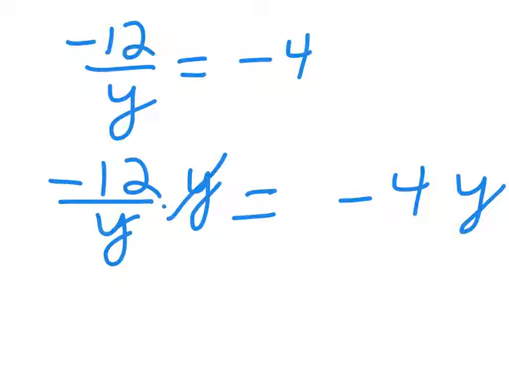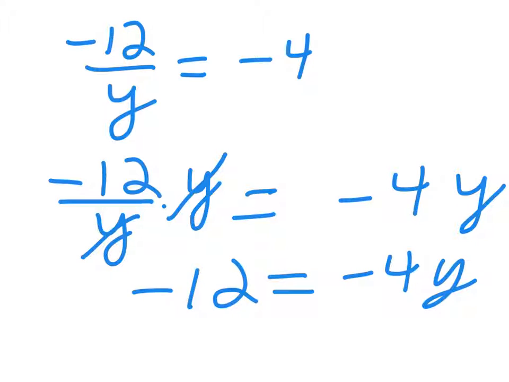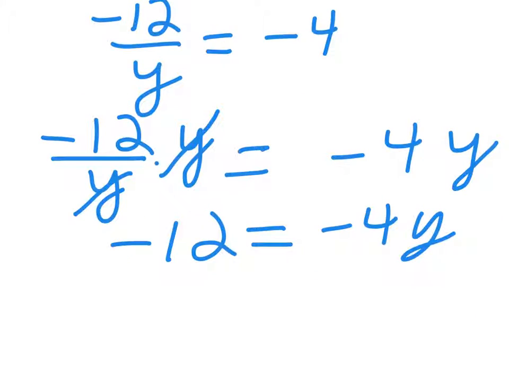Because I can cancel on this side, and now on the right, I have a negative 4y, which is what we're used to. So negative 12 on this side, negative 4y on this side, and that is an ugly y, my friends. This is now what you're used to. It's just a one-step equation at this point. So all I need to do is divide both sides by negative 4 because that's what's now being multiplied times y.